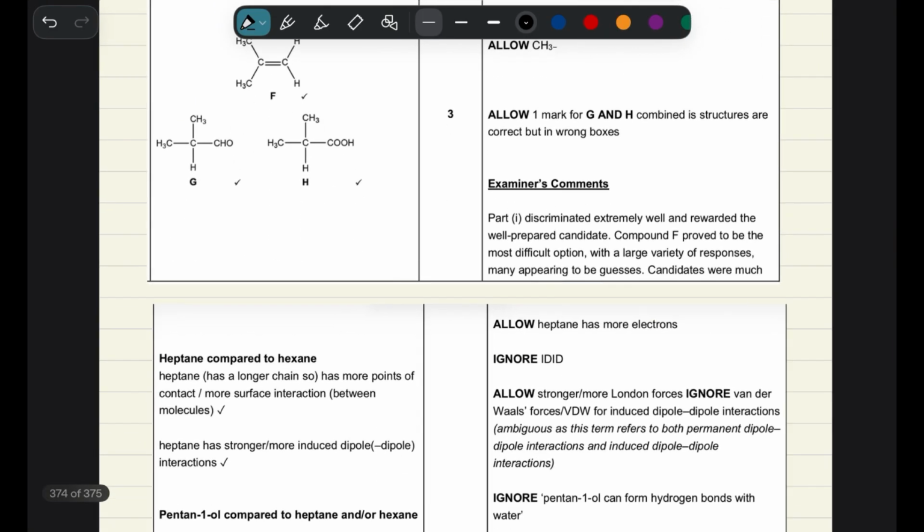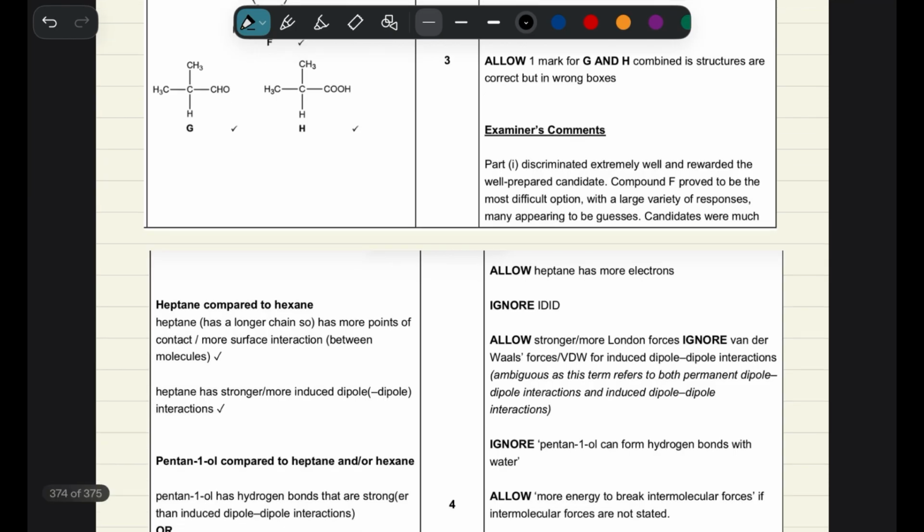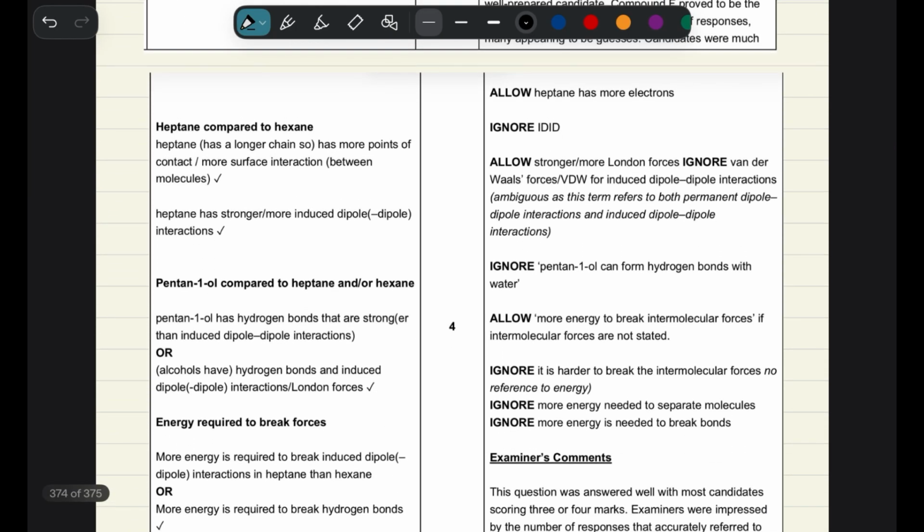What you're thinking is, okay, heptane just has a longer chain. Yeah, it's a longer carbon chain, so it has more points of contact, which means it will form more London forces. Cool. Pentan-1-ol is a bit different. Because it's an alcohol, it has the ability to form hydrogen bonds with each other. Now, hydrogen bonds are stronger than induced dipole-dipole interactions, so we're happy to say pentan-1-ol is going to have the highest boiling point.